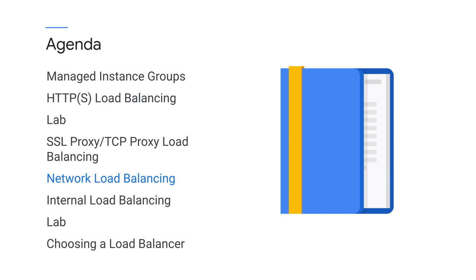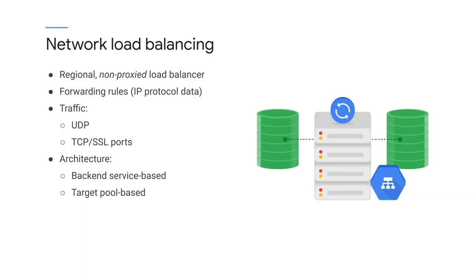Now, let's talk about network load balancing, which is a regional load balancing service. Network load balancing is a regional, non-proxied load balancing service. In other words, all traffic is passed through the load balancer instead of being proxied, and the traffic can only be balanced between VM instances that are in the same region, unlike a global load balancer.